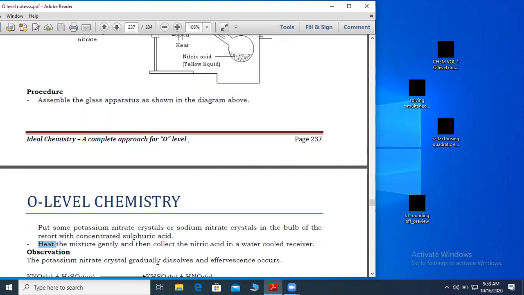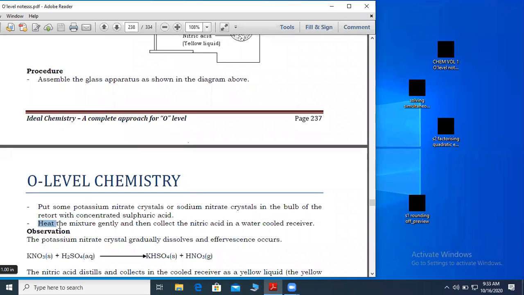Observation: the crystals gradually dissolve with effervescence. Now, I want to say something very important. Many people usually fail this equation. Why do they fail? Please, when potassium nitrate reacts with concentrated sulfuric acid, the product is not potassium sulfate. The product is potassium hydrogen sulfate. I want you to get this point and never forget. Potassium nitrate and sulfuric acid, the product is potassium hydrogen sulfate, not potassium sulfate.